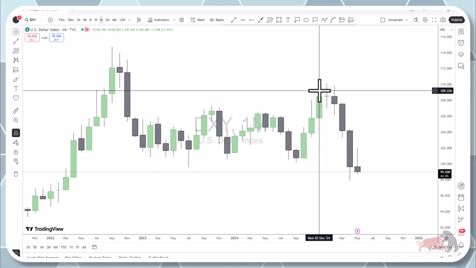So we're going to break down the macro backdrop, zoom into some key technical levels, and I'm also going to share a key insight from the latest Commitment of Traders report, where we've got a notable jump in open interest, which under normal circumstances signals a deeper downside potential, right?